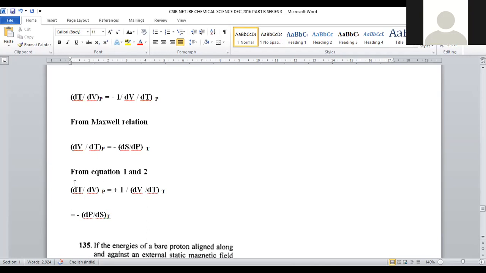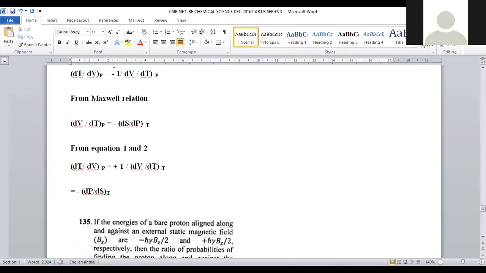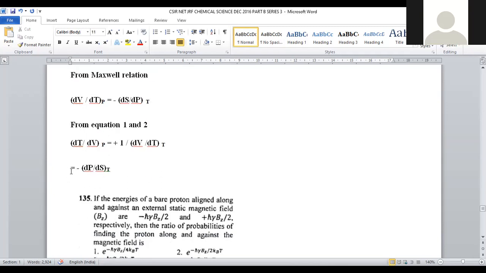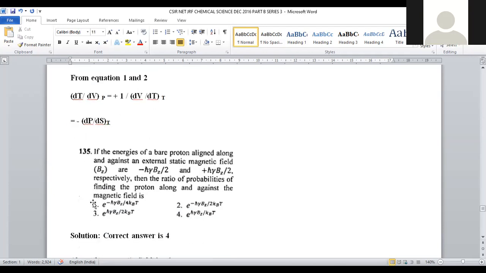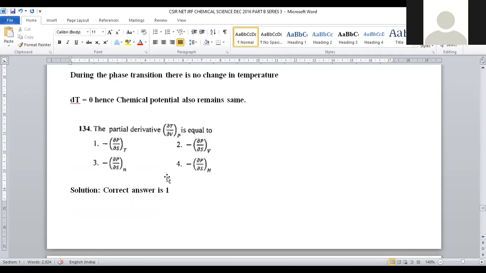So in accordance with the Maxwell relationship, dV by dT at constant P is equal to minus dS by dP. Just now we substituted it in the above equation also, right? So from equations 1 and 2, we can combine both the equations. dT by dV is equal to plus 1 by dV by dT. So we can replace this one, so that it will become dV by dT. So that can be taken as minus dP by dS, right? So that is given, minus dP by dS at a constant temperature, in option number 1. For question number 134, option number 1 is the correct answer.